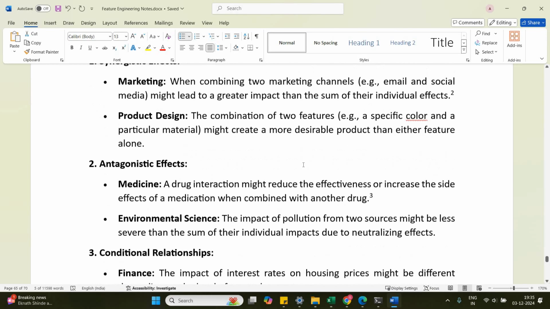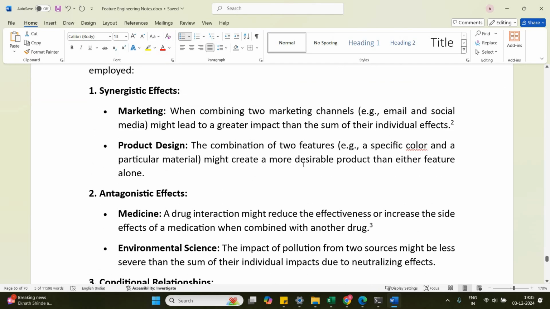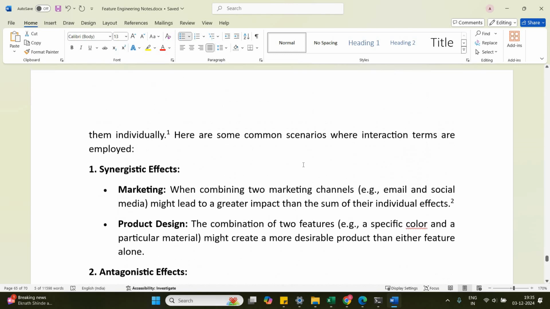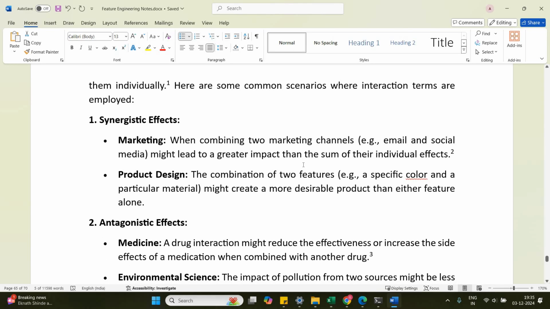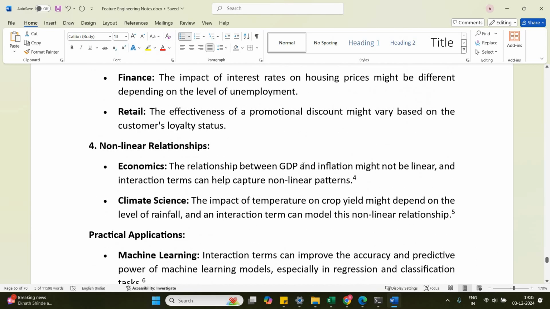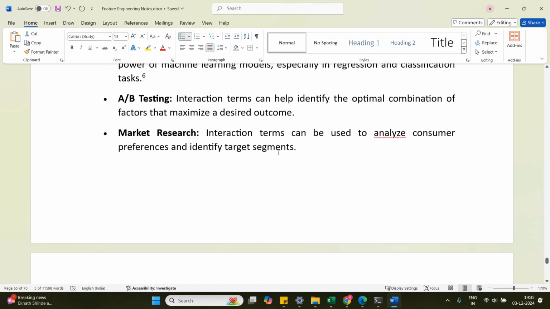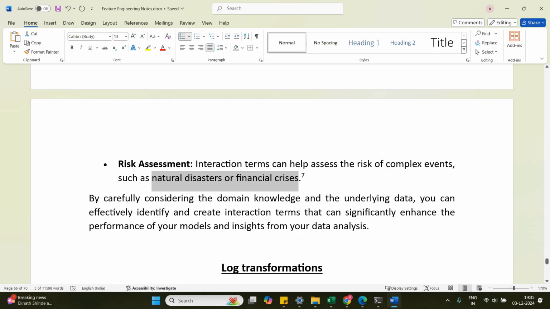So this is how these things could help you if you're designing solutions, if you're designing a machine learning model, or any model for these kinds of scenarios. There you can consider the interaction terms, which will provide you the pathway for a better training approach for your model, right? So this is how you can understand these things. By carefully considering the domain knowledge and the underlying data, you can effectively identify and create interaction terms that can significantly enhance the performance of your model.